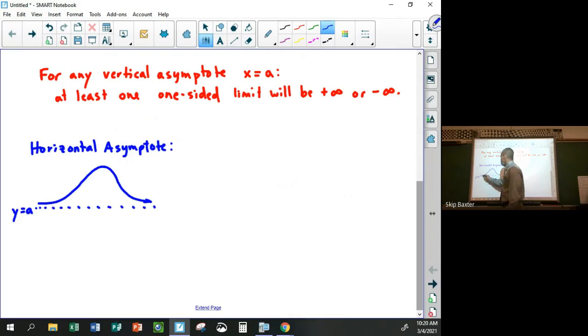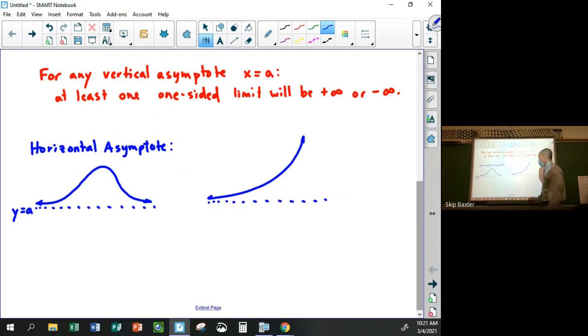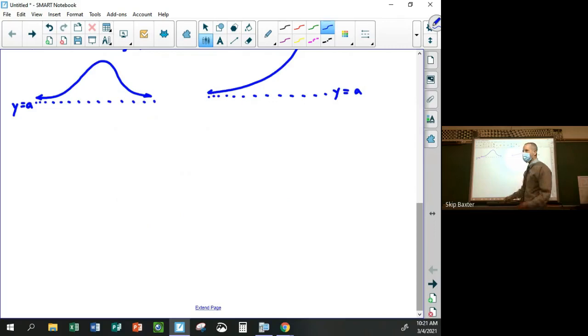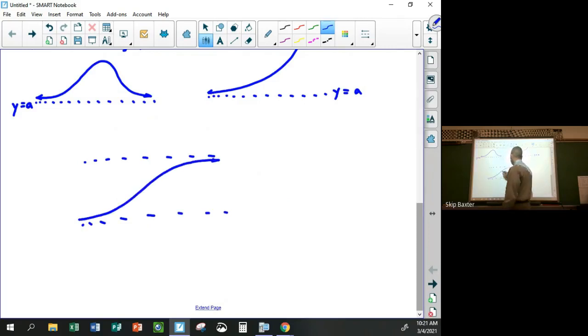Maybe it approaches that value as you move to the left, and it also approaches that value as you move to the right. Or maybe it's a situation where it only approaches it as you go in one direction. So maybe it's like an exponential thing like that, where it's really only approaching it from one side. Or maybe you have a situation where, like an inverse tangent function, where there's two different horizontal asymptotes. Maybe it's going to one value on one side and then another value from the other side. Maybe it's something like this.